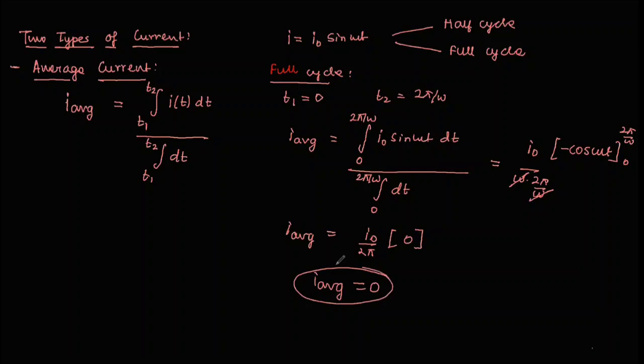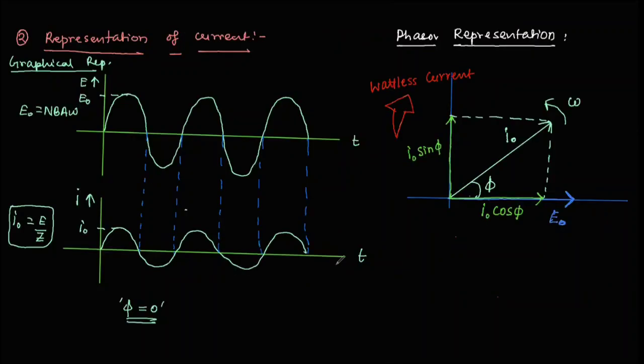Graphically, we have already seen that if we look at this full cycle of the current, we can clearly see that the value of current is in the positive half cycle in this part, and in the negative half cycle in the other part of the cycle. So the value is bound to be 0. A positive value is created in the first half of the cycle, and then a negative value is created in the other half. So the average value of current is going to turn out to be 0.